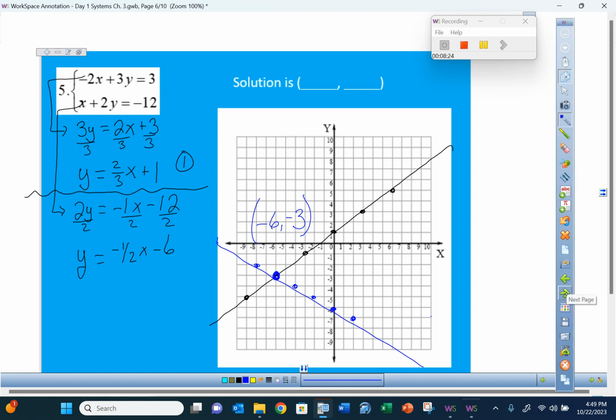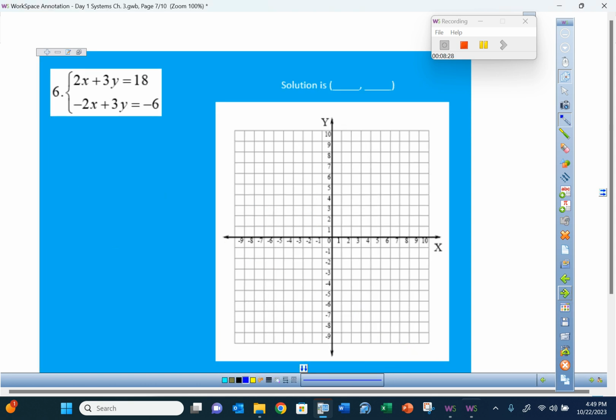One last linear one, and then I'm going to skip a couple of problems, so you'll like that. Here goes my number 6. The same thing. They're not in y-intercept form for us, so we got to put them there. So on this one, I'm going to minus 2x to both sides. I'm going to divide everything by 3. So my first line is y equal negative 2/3 x plus 6. I'll start here at 6.